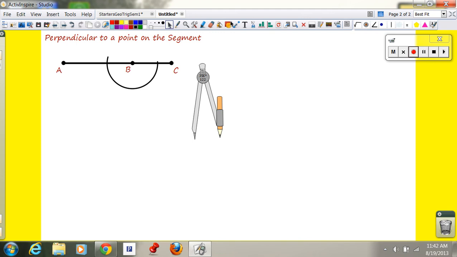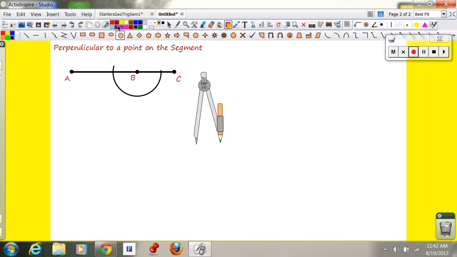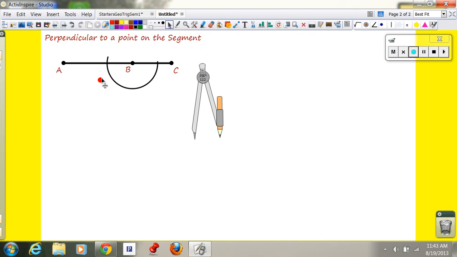Those are the 2 points that I need. I'm going to make those in red dots. Those are the 2 points that I have to have. If I don't have those 2 points, then I can't make my perpendicular line. So I'm going to make those 2 dots in red. Those are the important points that you need. That's the only reason that we make that arc, is to get those 2 red points. Now they could be anywhere on your line, but they have to be the same distance away from B. So if you notice, each red dot is the same distance away from B.